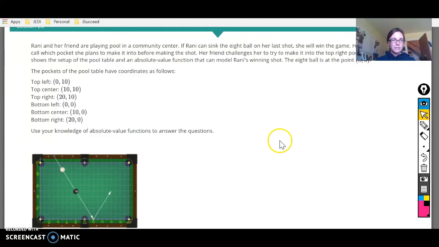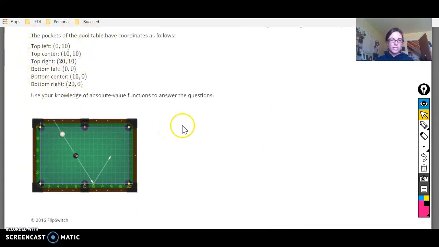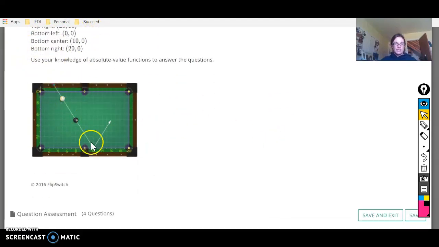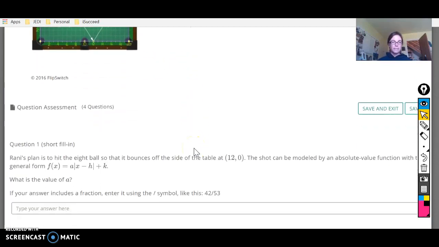So this is the pool table down here. The pockets are at these corners. And our absolute value function, hopefully you know by now, looks kind of like a V. So the first question says that Rainy's plan is to hit the 8 ball so that it bounces off the side of the table at 12 and 0. The shot can be modeled by an absolute value function with the general form f of x equals a times the absolute value of x minus h, all plus k.